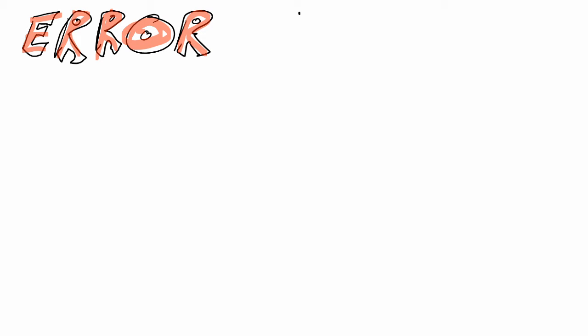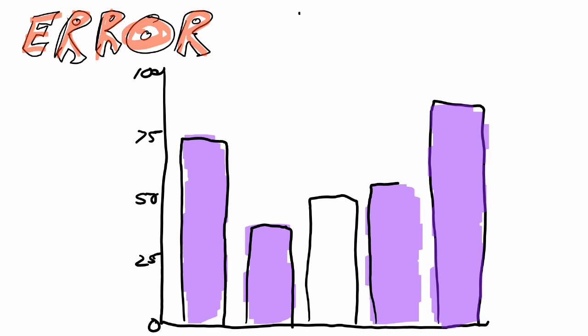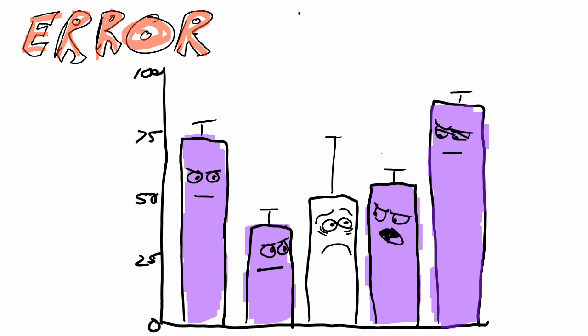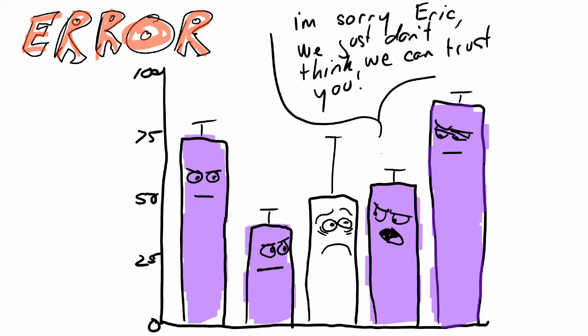Today we're going to talk about error in science. So here we have a little column graph. All of them have their error bars, but you can see poor old little Eric in the middle there. He has a particularly big error bar. So Eric, we just can't trust him. Eric's going to have to go through a series of life lessons in order to be accepted.